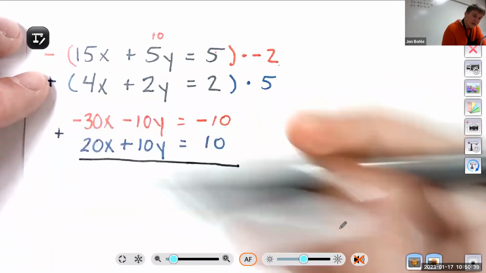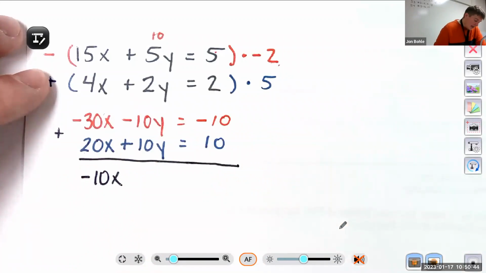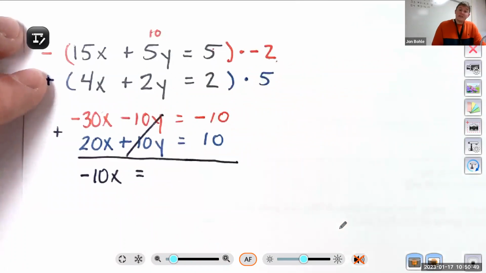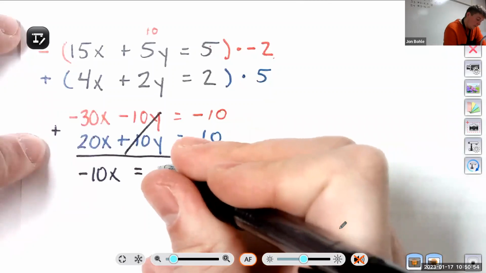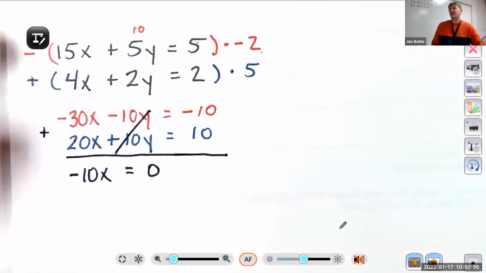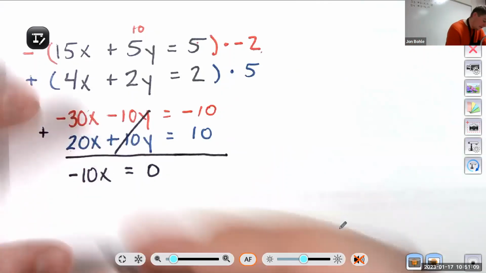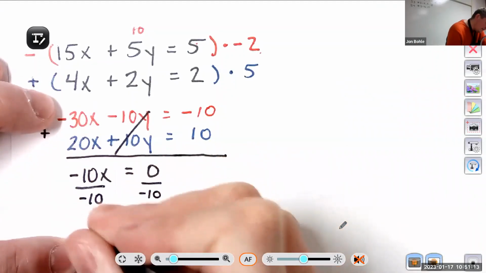Negative 30 plus 20 is a negative 10. Okay, negative 10 plus positive 10s are opposites, so they cancel out. Negative 10 plus positive 10 again is 0, but since there's nothing else there, I don't want to cancel everything out. I'm going to want to write 0. Okay, and then I can solve. Negative 10 times x equals 0. Divide by negative 10. X is equal to 0.